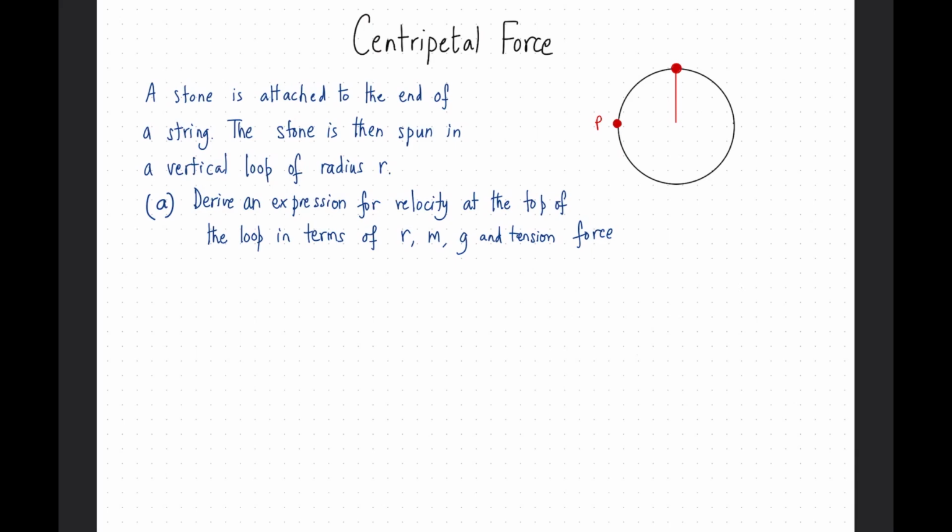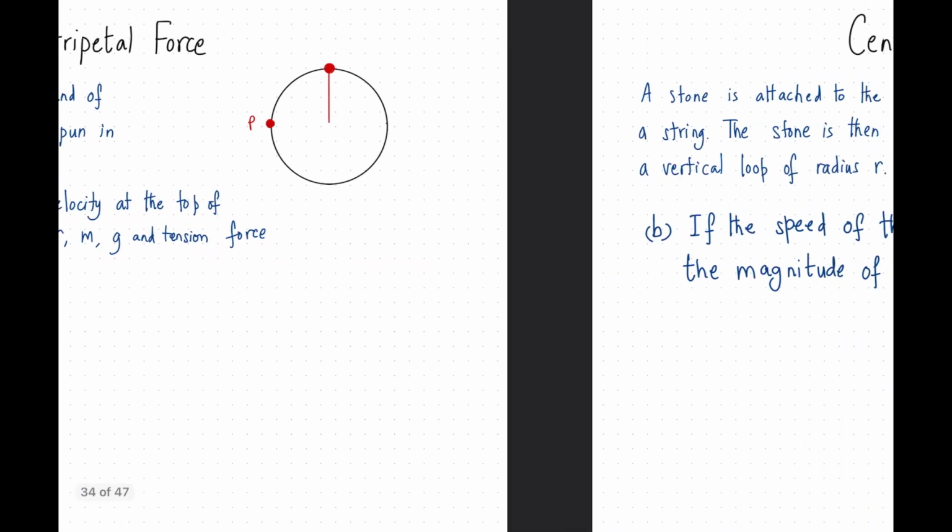In this video, we are going to solve a problem on centripetal force. A stone is attached to the end of a string. The stone is then spun in a vertical loop of radius r. So we have got a vertical loop here in which the stone is being spun. The first part: derive an expression for velocity at the top of the loop in terms of r, m, g and tension force. That's our first part.